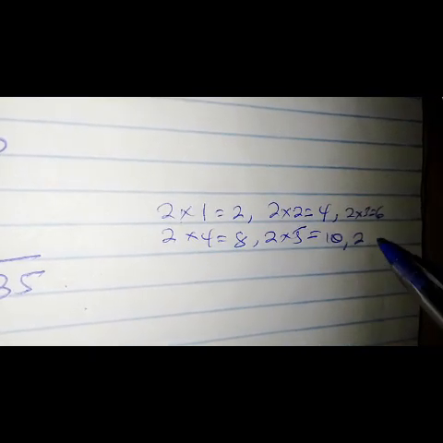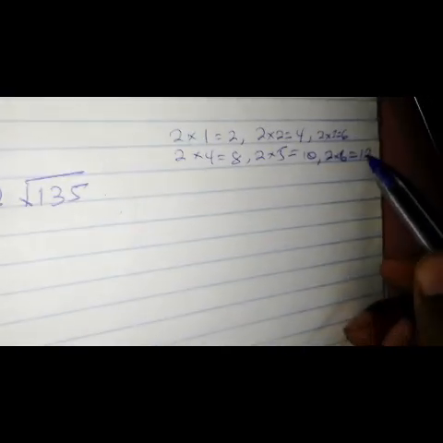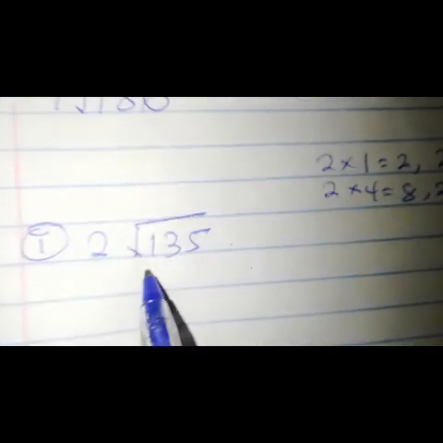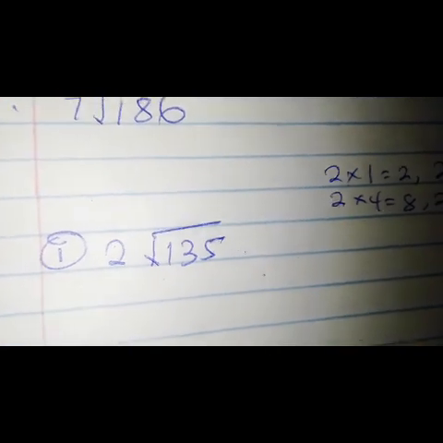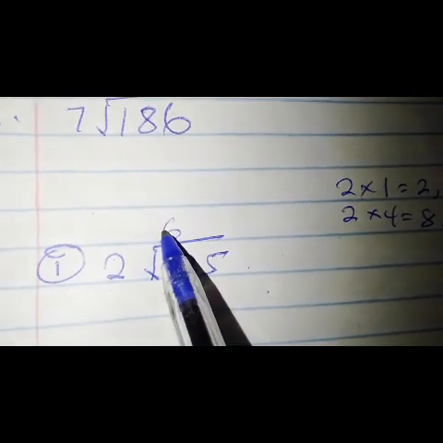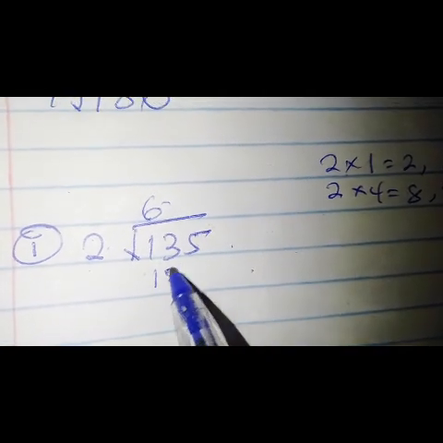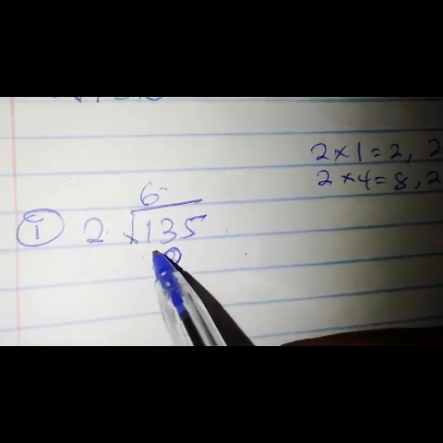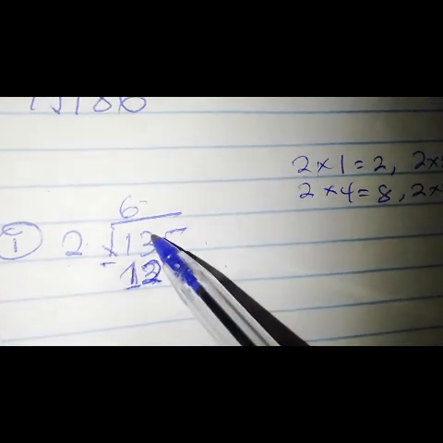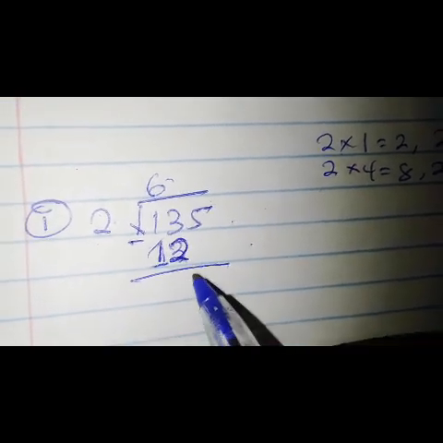2 times 6 equals 12. So 12 is the closest to 13. So we're going to put 6 here, showing that 2 times 6 is 12. Then we'll write the 12 exactly under the 13. So now we subtract 13 minus 12, and we get 1.